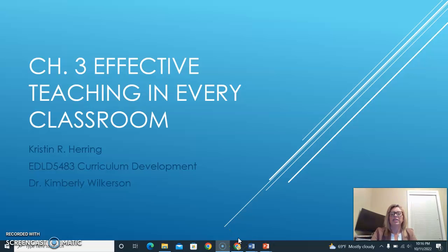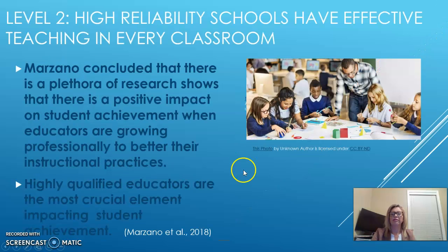Chapter 3, Effective Teaching in Every Classroom by Kristen R. Herring for ED/LD 5483 Curriculum Development under Dr. Kimberly Wilkerson. Level 2, High Reliability Schools Have Effective Teaching in Every Classroom.